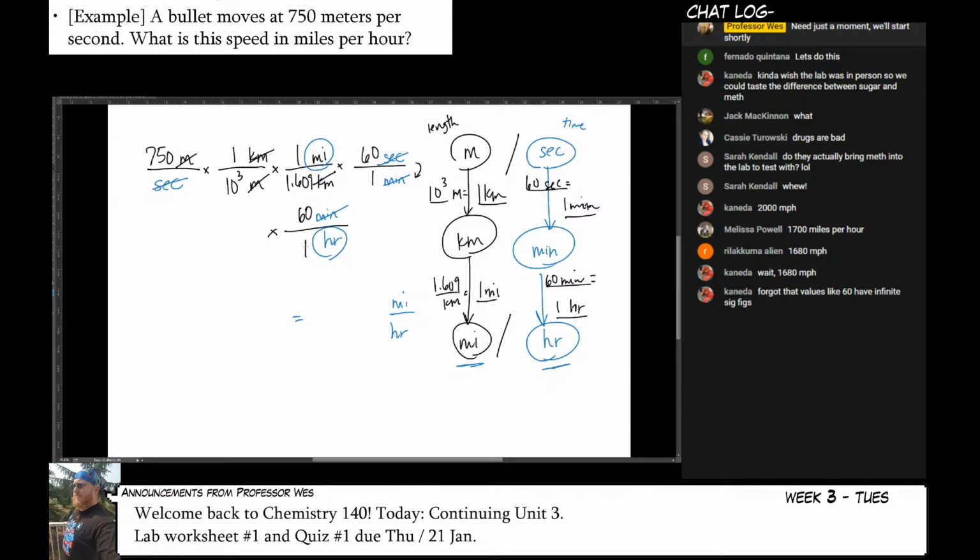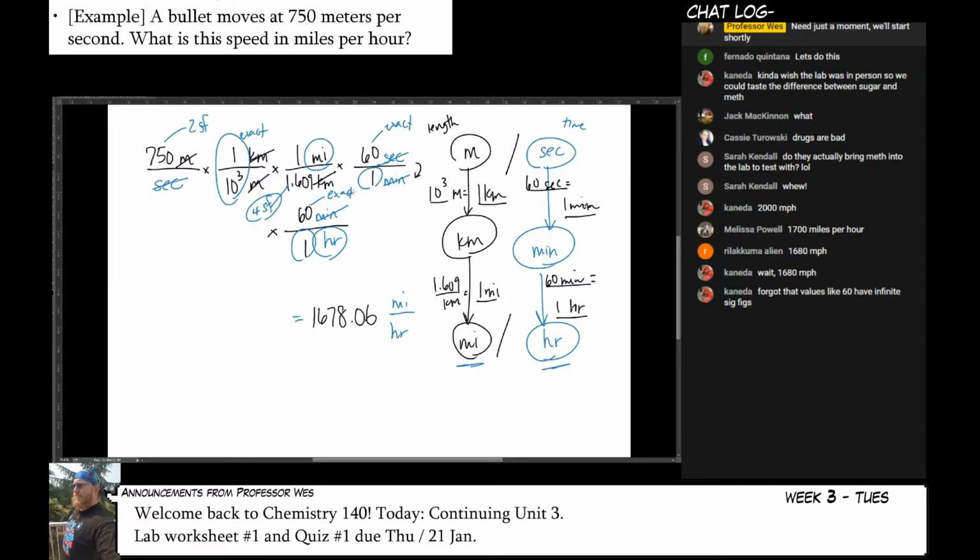And so I'll punch this all in the calculator. I get 1,678.060907 miles per hour. That is way too many significant figures. Let's go check for sig figs. This number has 2. These are exact. This has 4. This is exact. And so is this. This is our 1. 60 is exact. And our 1s are exact.